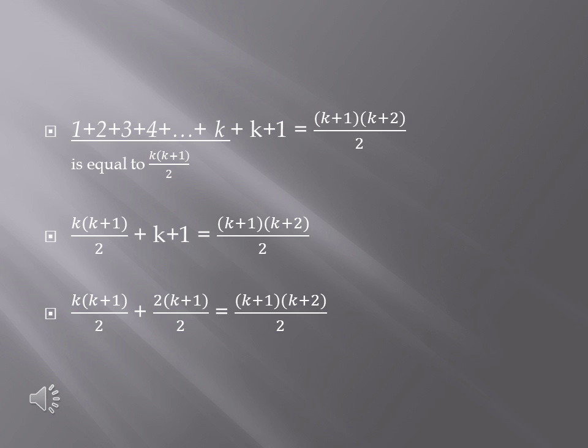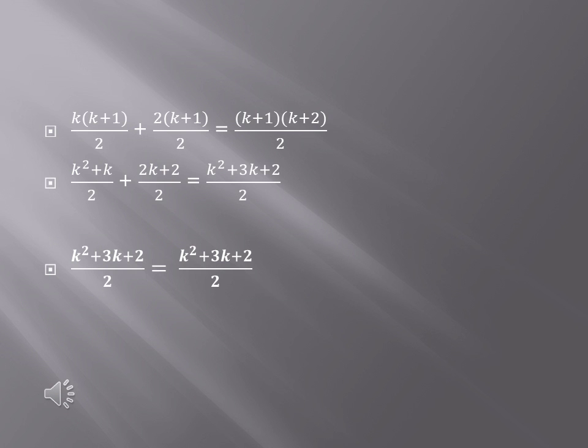Now since we have fractions, I will put 2 over 2 in that k plus 1 because 2 over 2 is equal to 1, which when multiplied to k plus 1 will not change it at all. This will give us k times the quantity of k plus 1 over 2 plus 2 times the quantity of k plus 1 over 2. Now we only need to simplify the equation.